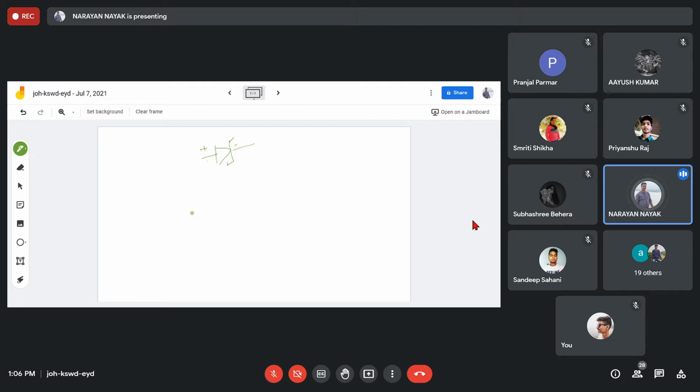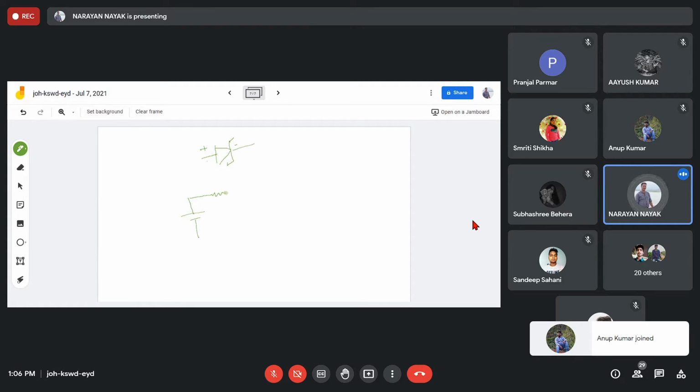So the diode is always connected like this. This is your battery, and it is connected in the reverse connection. So what does reverse connection mean? Now this is your positive and negative. This is a power supply. It is like this. Just see here.